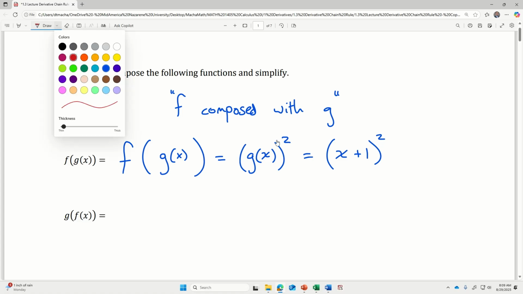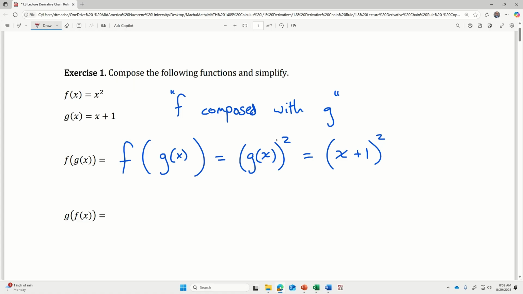Function composition is not commutative. With addition and multiplication, those are commutative, so that means the order doesn't matter. It doesn't matter the order you add or multiply things in. Function composition is not commutative, so that means the order in which you compose functions does matter.